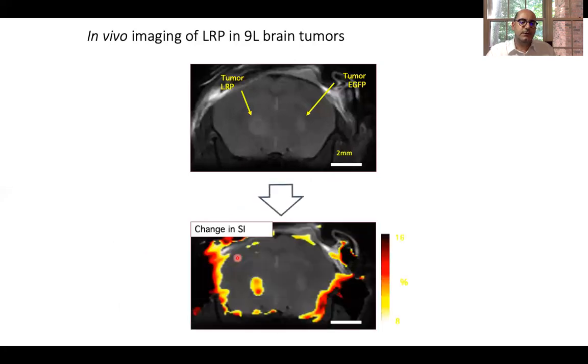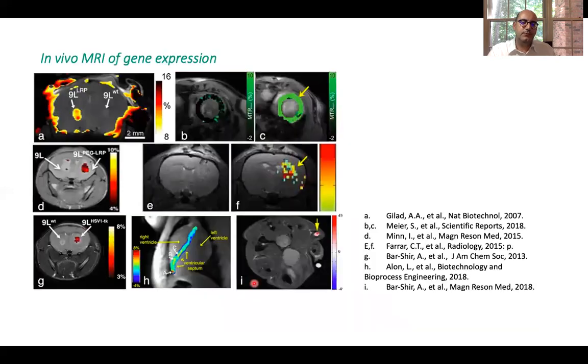So the first experiment that we did was to design a reporter gene based on CEST. We knew that polylysine is a good CEST agent, and therefore we designed the LRP, the lysine-rich protein. We generated two tumors. One expresses EGFP, or green fluorescent protein. One expresses the LRP, and we transplanted them in a mouse brain. When we applied a CEST pulse sequence, we can detect that there are cells that are expressing the LRP.